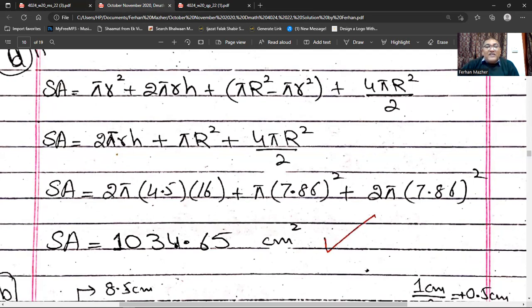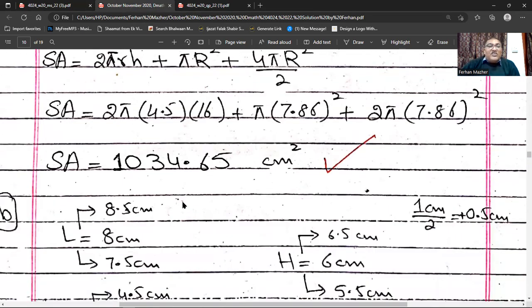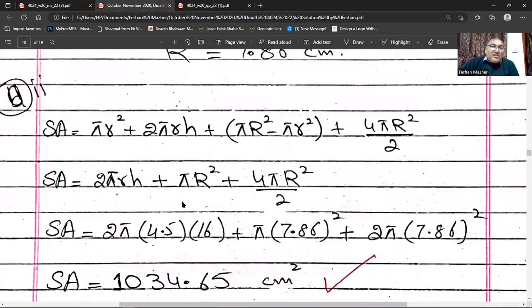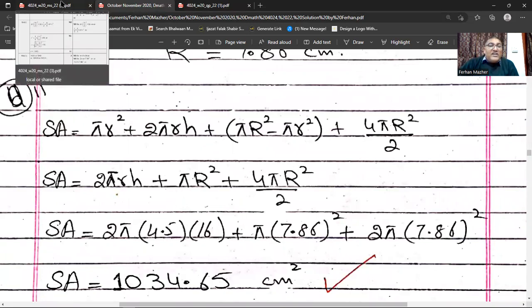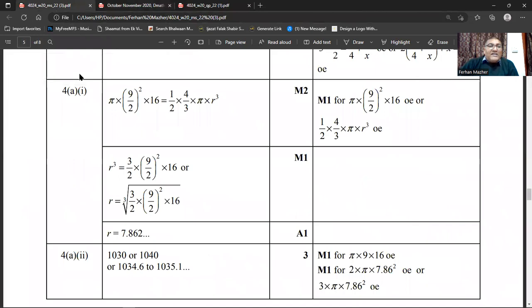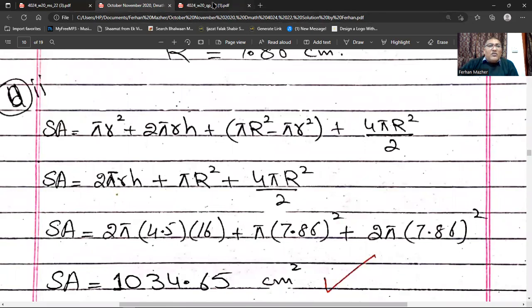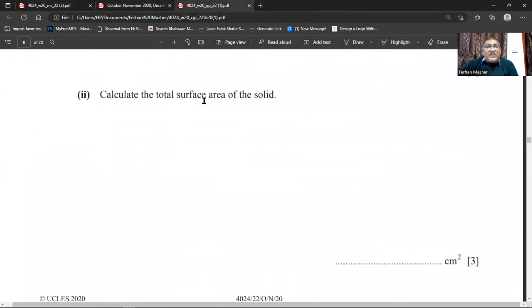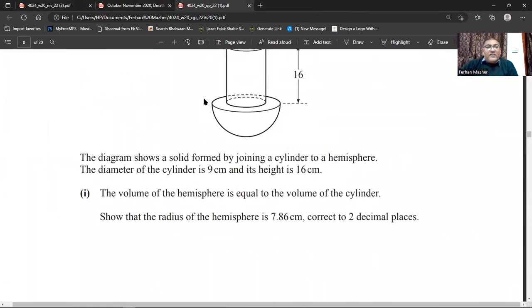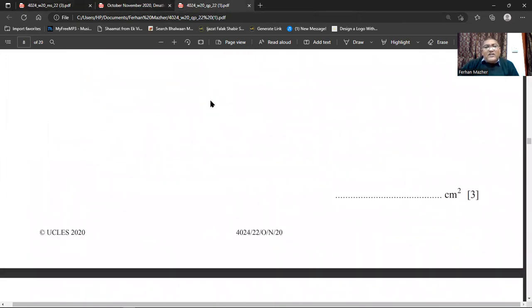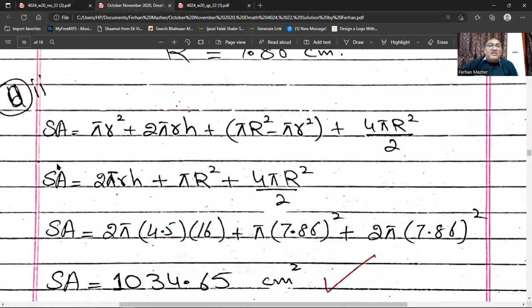7.86 square. This 2 and this 4 have been cancelled. So when you do this calculation, you will get the surface area is 1034.65 centimeter square. That's the answer. If they had asked us to round off, let me check. They have not asked us to round off, but you can round off. But the exact answer is 1034.65 centimeter square. So I hope you understand how we have found the surface area of this figure.